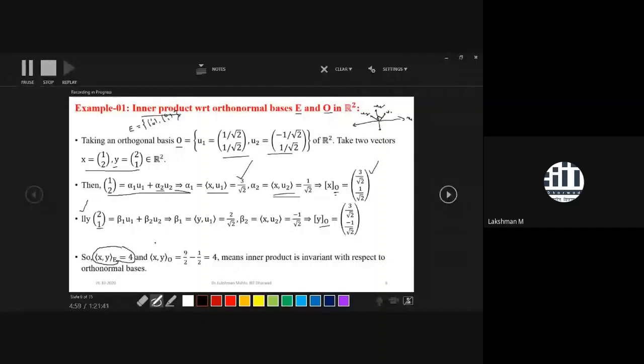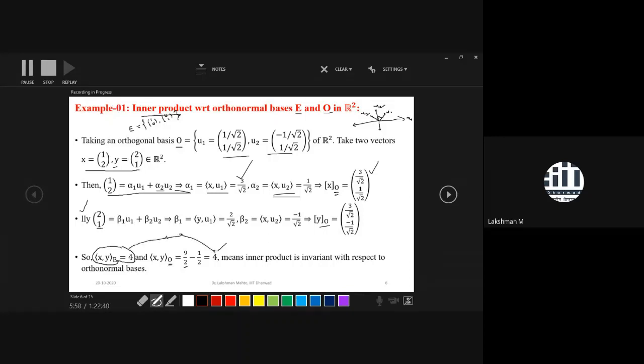Now let's find the inner product of x and y with respect to the orthonormal basis. For that, you have to take the coordinate vectors of x and y with respect to orthonormal basis O. The coordinate vector of x is (3 by root 2, 1 by root 2), and the coordinate vector of y is (3 by root 2, minus 1 by root 2). If you do component-wise multiplication and sum it up: 3 by root 2 into 3 by root 2 is 9 by 2, and 1 by root 2 into minus 1 by root 2 is minus 1 by 2. The result is 4. Both are equal.